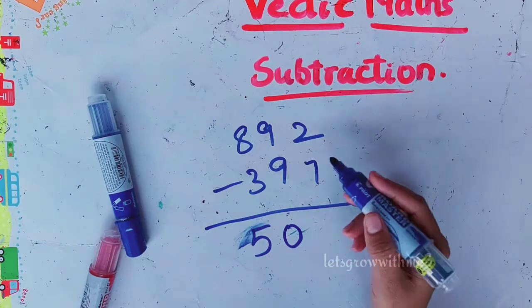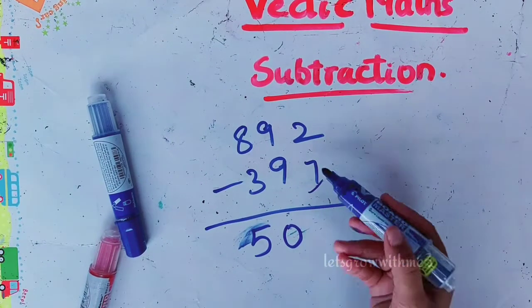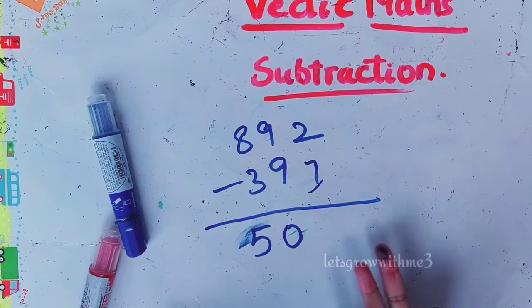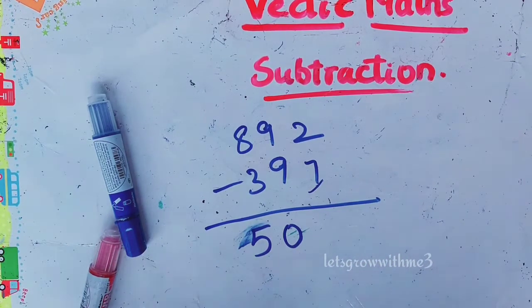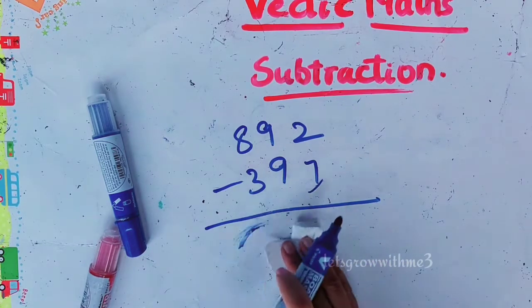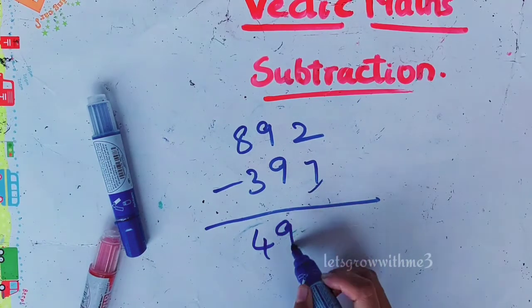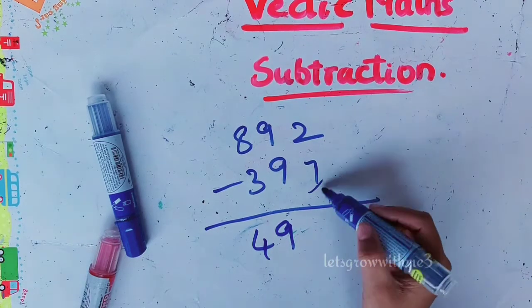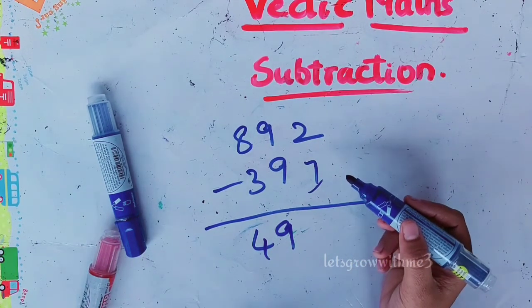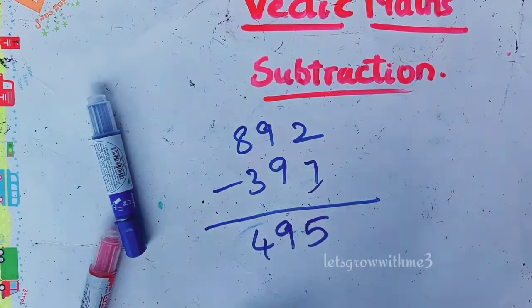Okay, so before I write 0, I need to check whether it is a borrow combination or not. Yes, of course it is a borrow combination, so I need to subtract 1. But how can I subtract 1 from 0? I can't subtract, right? So when I can't subtract, I need to consider the number as 50. 50 minus 1 is 49. Now the remaining part is as it is: 2 plus the complement of 7, which is 3. 2 plus 3 is 5. So my answer is 495. That's how we need to solve this type of question.